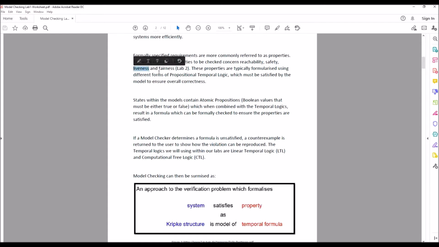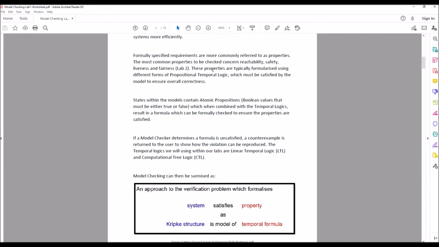And fairness, which basically means that if you did have parallel programs, each one actually gets the opportunity to execute, and it's not just one program executing over and over again. You allow other programs the chance to have liveness, if you like.